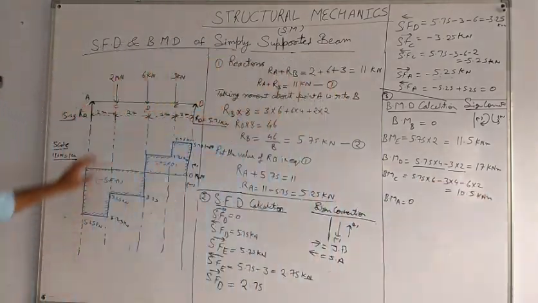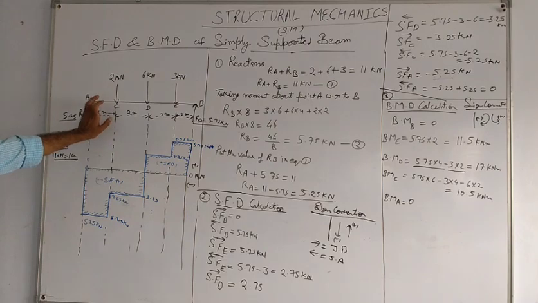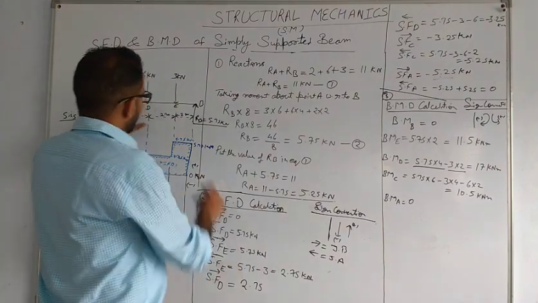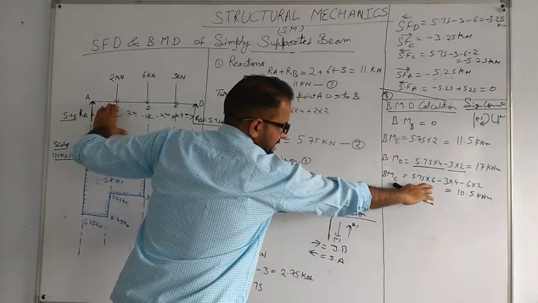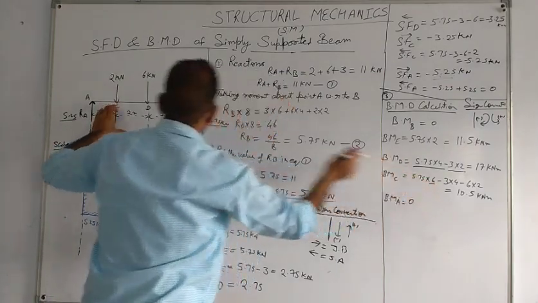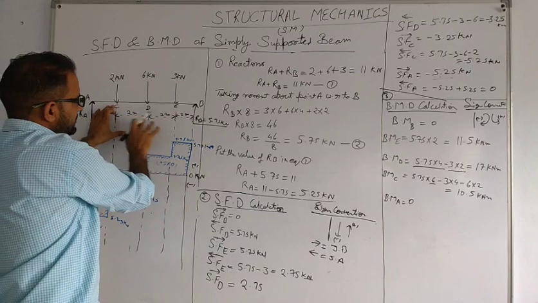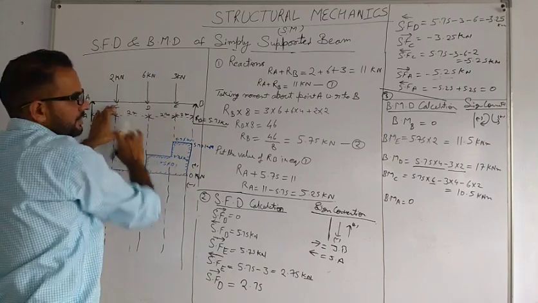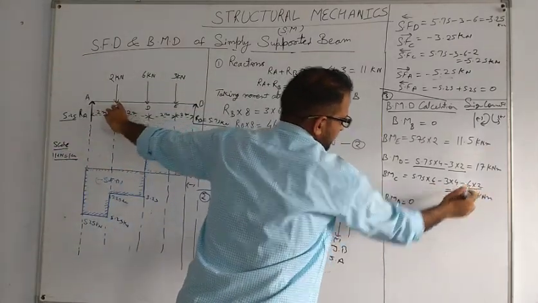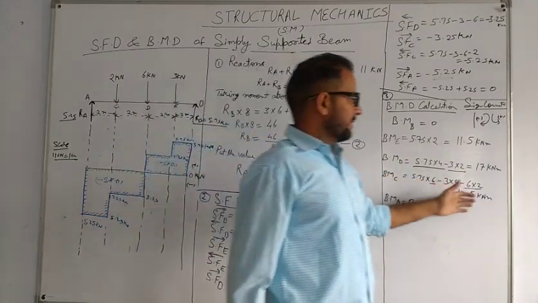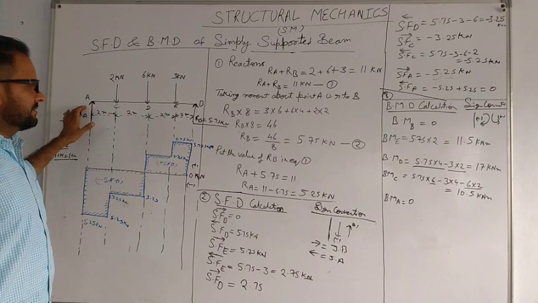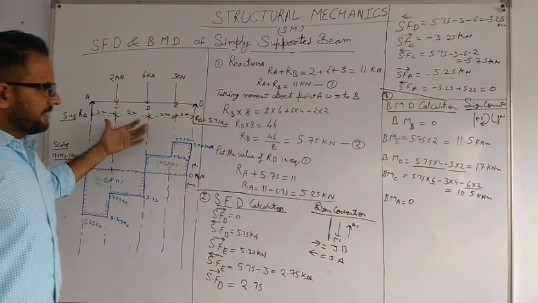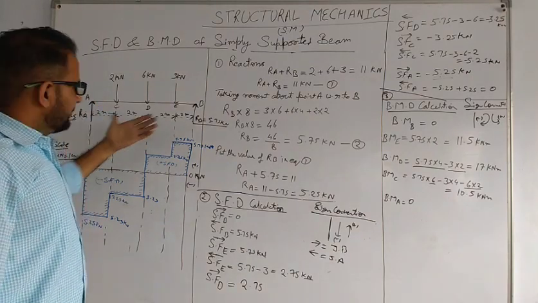Okay. Now bending moment at point C. Bending moment at point C is 5.75 into 6, this is the distance, minus 3 into distance 4, and minus 6 into 2. So the algebraic sum is 10.5 kNm. And bending moment at point A again is 0. If you calculate all these things, bending moment at point A will come 0.